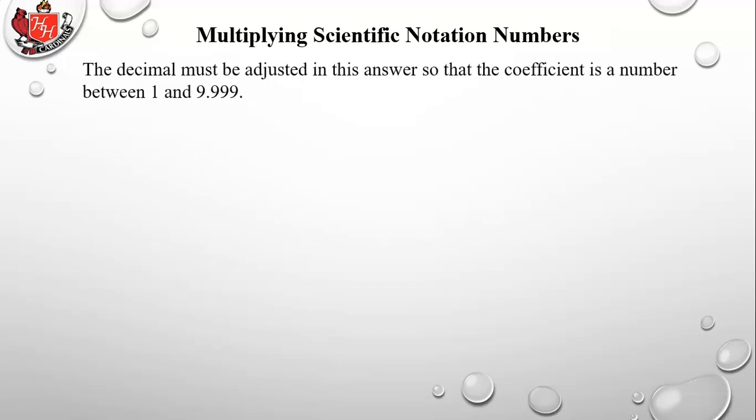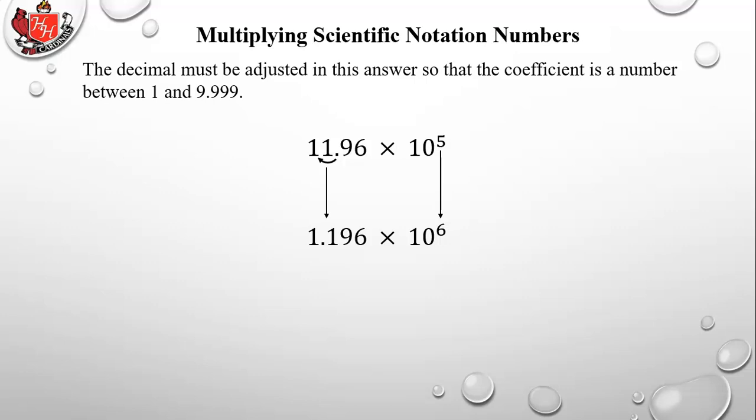So how do we do that? The decimal must be adjusted in this answer so that the coefficient is a number between 1 and 9.999. So see that up there on the top is the original number, 11.96. We're going to move the decimal over to the left one place to make it 1.196. So now 1.196 is a number between 1 and 9.999. So that's good, but you can't just move the decimal without doing something else, because you've changed the value of the number. So what you do is you increase the exponent by 1. It goes from 10 to the 5th up to 10 to the 6th.